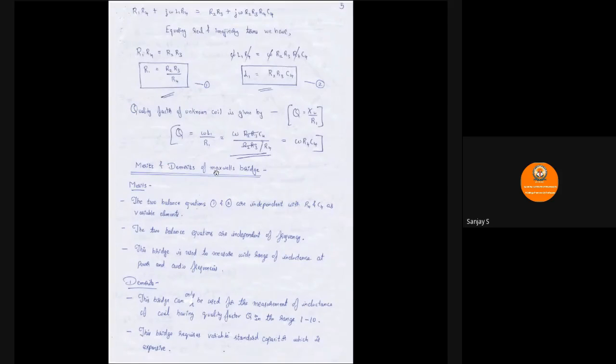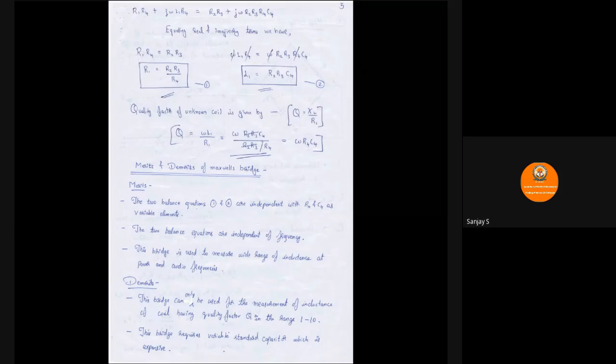Then coming to the merits and demerits of this bridge, the two balance equations 1 and 2 are independent, with R4 and C4 as variable elements. If you refer to equation 1, we have only one variable element R4, we don't have C4. Similarly, for the inductor, we have C4, we don't have R4. That means in order to achieve the balance in the bridge to find the unknown elements, varying one element will not disturb the other. If you vary R4, only R1 will get affected. If you vary C4, only L1 will get affected. So they are not interdependent. They are independent of each other.